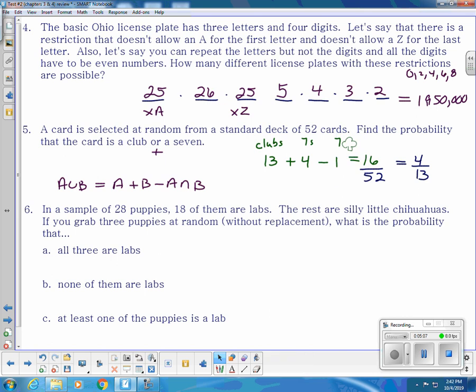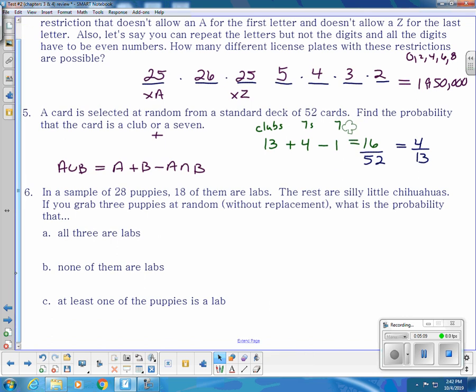Okay. So, in a sample of 28 puppies, 18 of them are labs, which are the coolest dogs on the planet, and the rest are silly little chihuahuas, least cool. If you grab 3 puppies at random without replacement, which means they are dependent events, what is the probability that all 3 are labs?